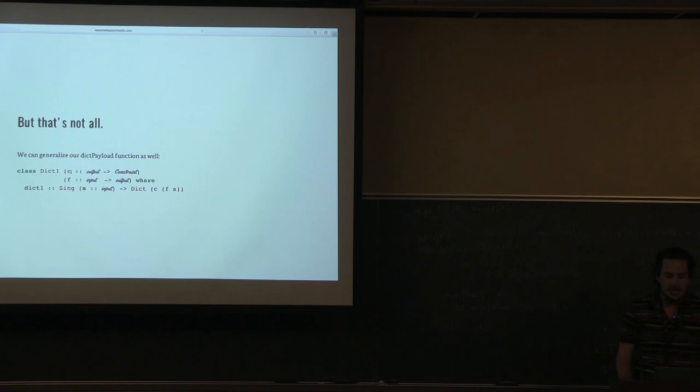Dict is a thing whose kind is Constraint to Type, and so we compose input with an output to a constraint to a Type, and if you work all that out, it actually does type check, kind check. But thanks for asking.